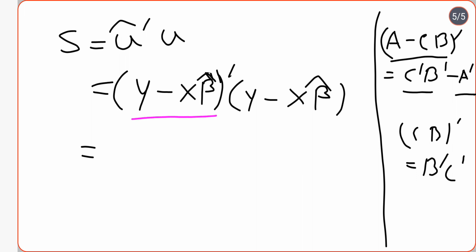Now y minus x beta becomes, x beta prime becomes beta prime x prime. I think I have written it a little bit wrong.